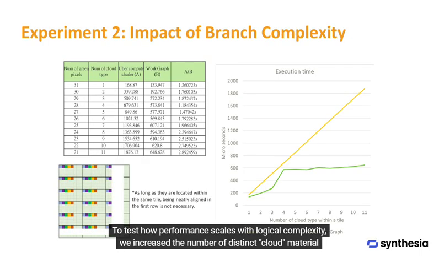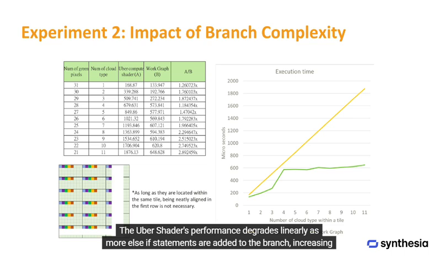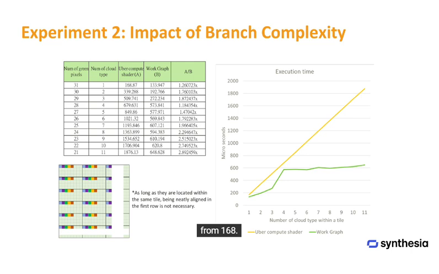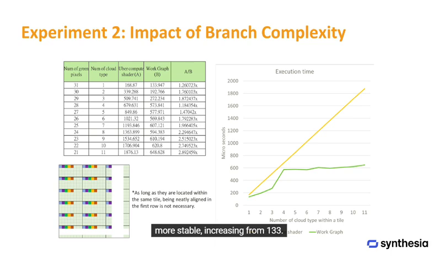To test how performance scales with logical complexity, we increased the number of distinct cloud material types from 1 to 11. The results are dramatic. The Uber shader's performance degrades linearly as more else if statements are added to the branch, increasing from 168.1 to 1876.1. The work graph's performance, column B, which scales by dispatching to a larger node array, remains far more stable, increasing from 133.1 to only 648.6.